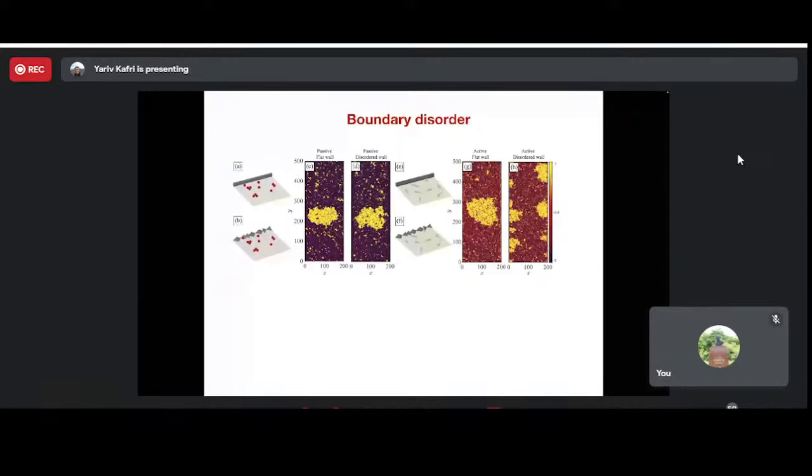However, if you take an active system and you turn on the boundary disorder, then the phase separation is destroyed, and the particles aggregate in these clumps next to the wall, which are broken. We understand how to characterize these clumps, and I'll explain why these clumps result later in the talk. So this is really important.